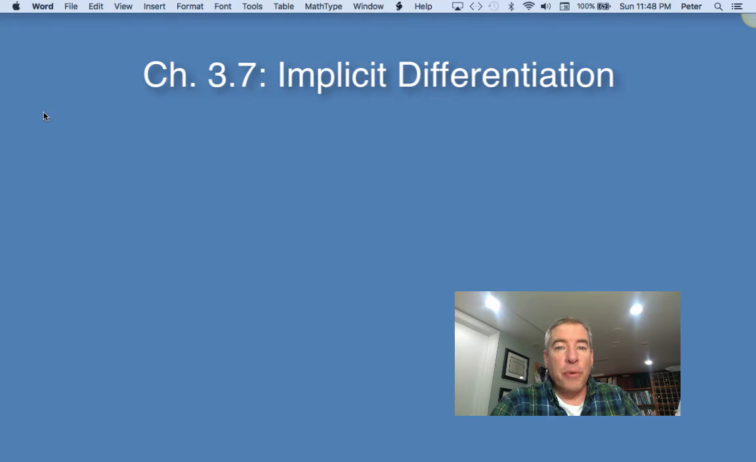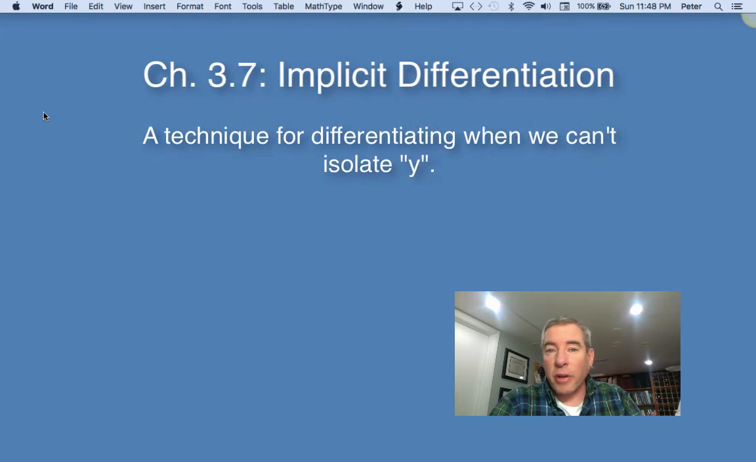Now, implicit differentiation is not a shortcut like the rest of the chapter has shown us. It's really more of a technique, and we use this technique when we can't isolate y. That is, we can't get y on one side of the equal sign with everything else over on the other, just like we have with all the other derivatives we've been taking this year.